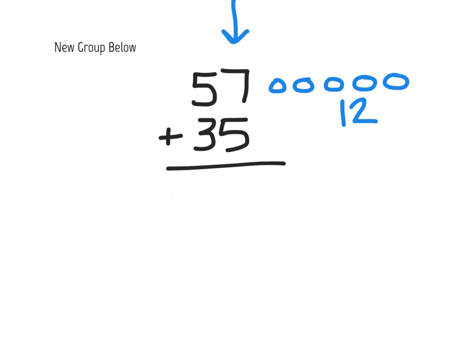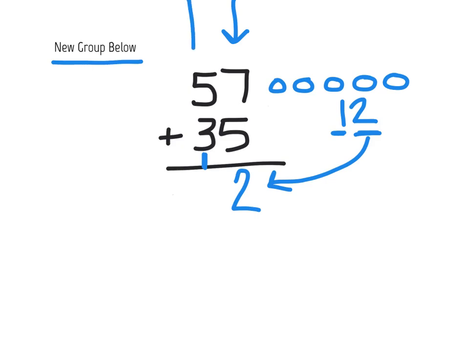Looking at the number 12, 2 is in the ones place. And since I'm adding the ones place right now, that's the number I need to work on first. I need to put the 2 in the ones place. Now I have a 1 in the tens place. Since my method here is called new group below, I'm going to add that number down below.